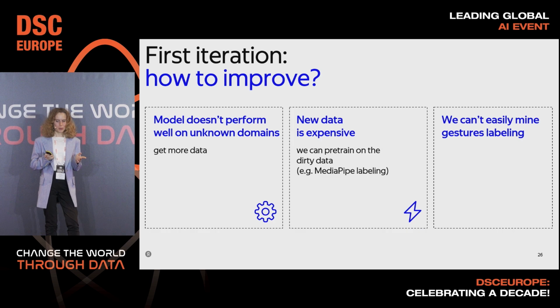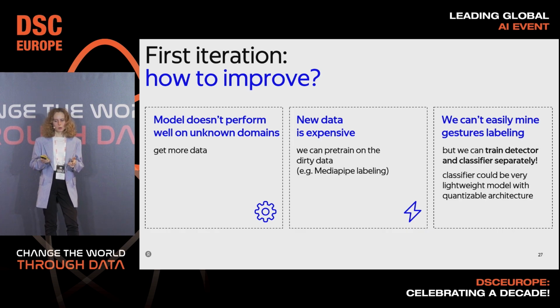But stop, we can easily mine detection labeling with, for example, Google MediaPipe, but we had our own set of gestures, so how can we mine both labelings? And then we decided to divide our detector and classifier and train them separately.